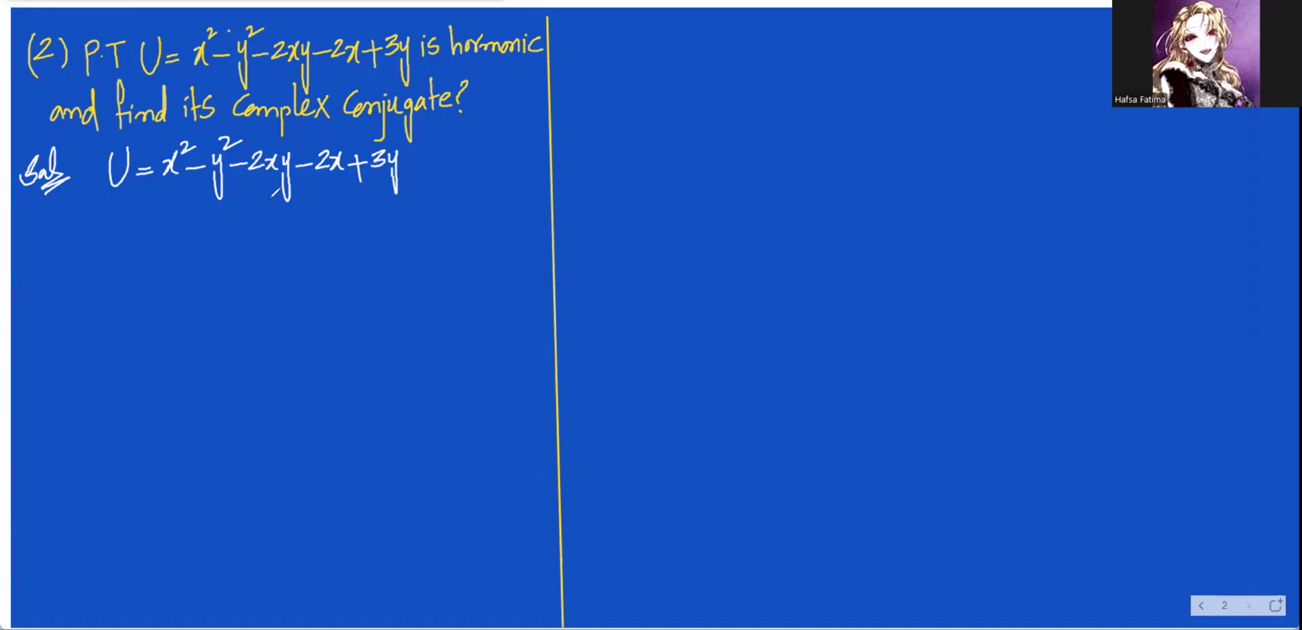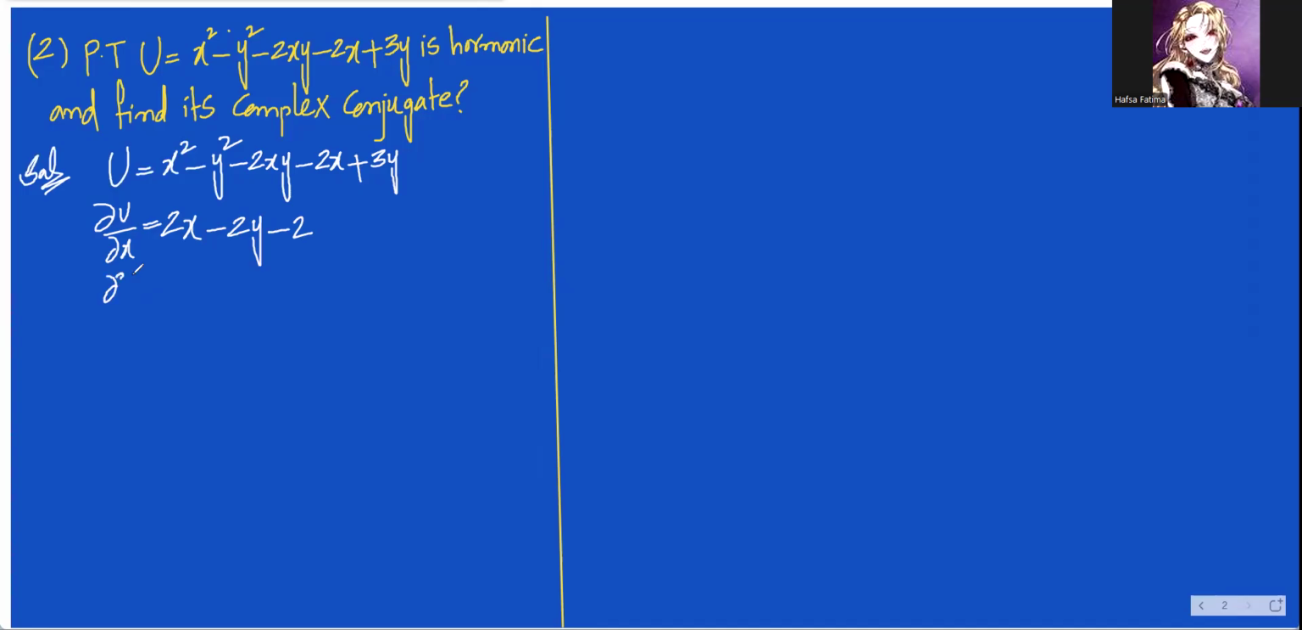Find dou u by dou x. कितने हुए अभी तक? प्रैक्टिस कर. अभी प्रैक्टिस ही चल रही है. Dou u by dou x. With respect to x means 2x. There is no x, forget about it. x becomes 1 means 2y. x becomes 1 means minus 2.